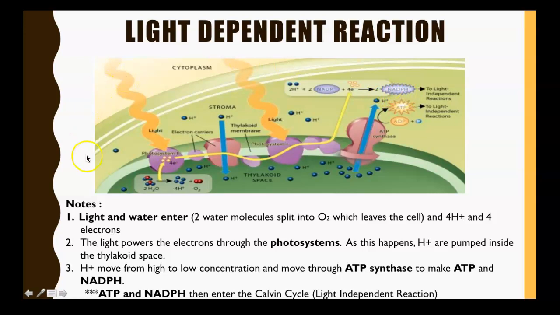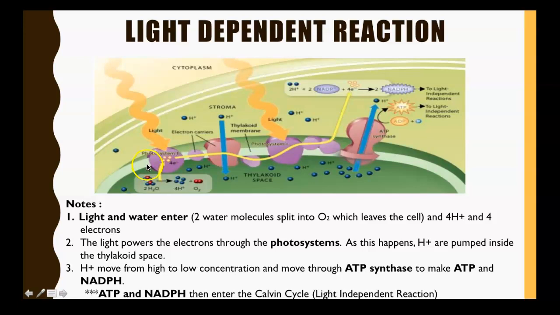So what we're going to do in this diagram is discuss how we get to ATP and NADPH. If you look at the diagram here, we're inside the chloroplast. This double membrane structure is a chloroplast. If we move inside, you're looking at the stroma, and then moving further inside, we're looking at a thylakoid. The light-dependent reaction takes place on the thylakoid membrane.